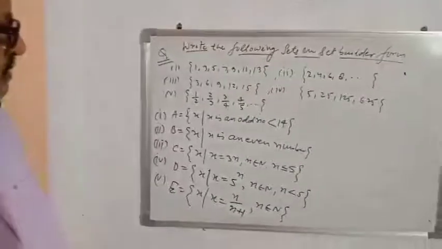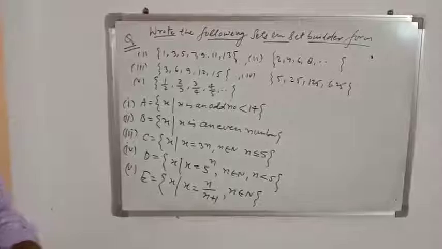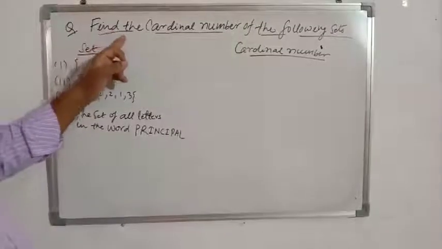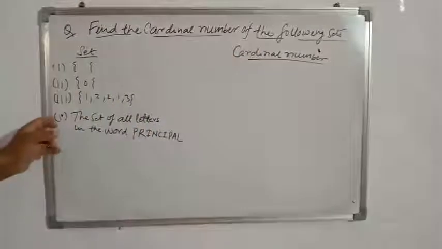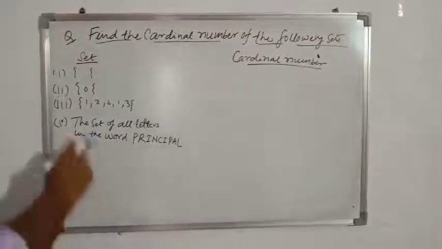So I will take the last example to explain the cardinal number of the set. In this question we have to find the cardinal number of the following sets. Sets are written here. There are 4 sets. On the right side we have to write the cardinal number. So see the first one.